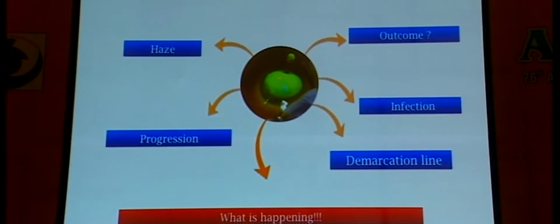These questions are the ones which keep coming to us when we are doing cross-linking. I'm getting more haze. My outcome is, I do not know what my outcome is. I'm not really sure whether I have an infection or an infiltrate or an excessive reaction. I'm not getting a proper demarcation line. What is progression? So the whole idea of this next 45 minutes, of me and my colleagues who are going to speak, is trying to understand each one of them and trying to give a reason. Why do you get all this? Why do I see all this?